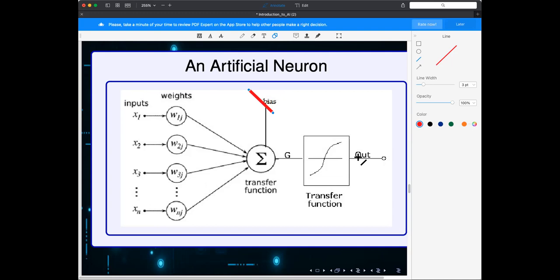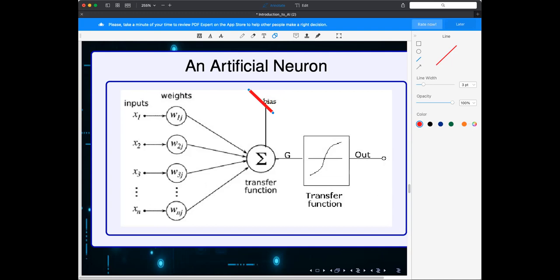How do we find those weights? By the training process, the learning process. The learning algorithm is the one that finds the optimal values, or rather near optimal values, of those weights.